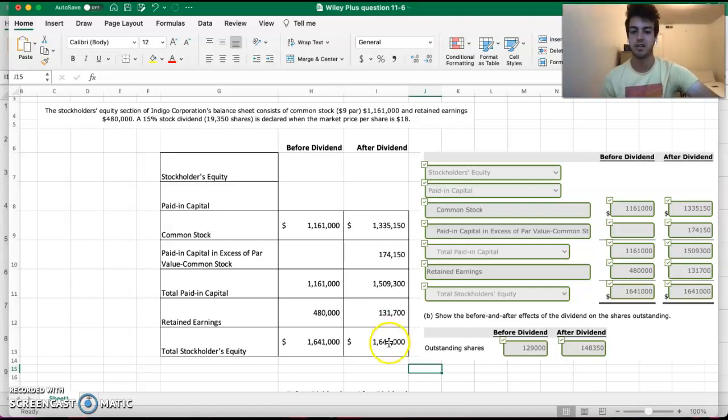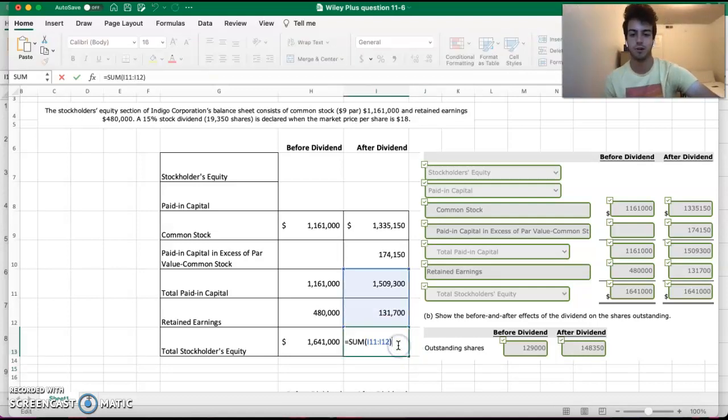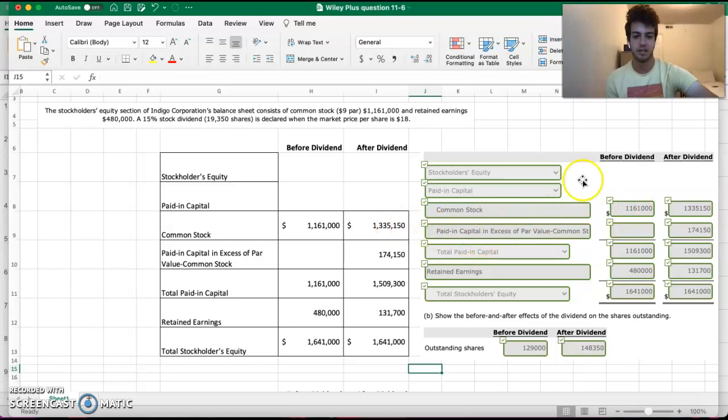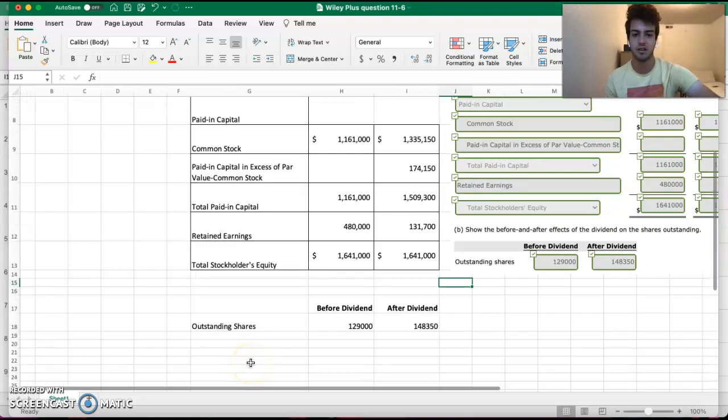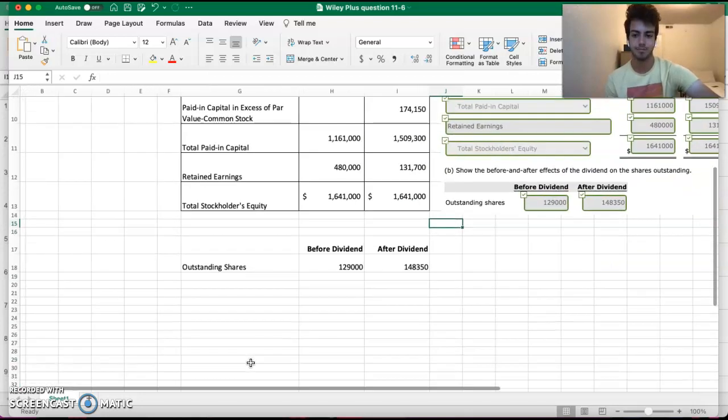As for stockholders' equity, it's again really simple. All you need to do is add these two values together, and that is the first part of the question completed. As you can see, all these values match up to the correct answers on the homework.